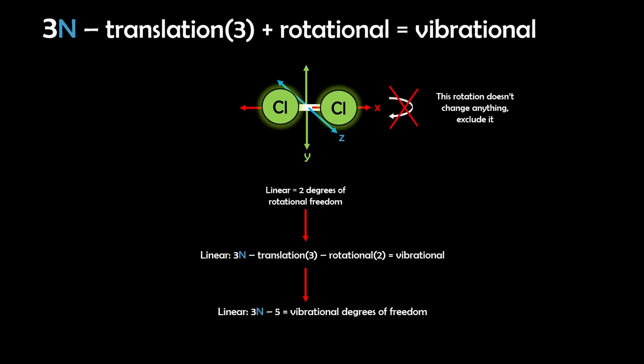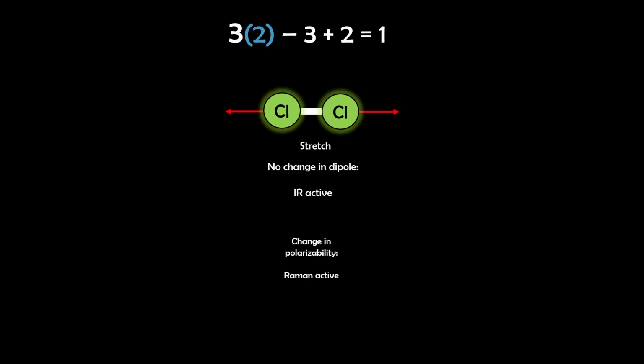Now, speaking of molecular vibrations, for a linear molecule, the number of vibrations is 3n minus 5, where n is the number of atoms and 5 is built from the translational and rotational degrees of freedom, where one rotational direction is redundant for linear molecules, so we only account for 2. For Cl2, n is 2, so we have 3 times 2 minus 5, which is 1. So Cl2 has one vibrational mode, the Cl-Cl stretching vibration.